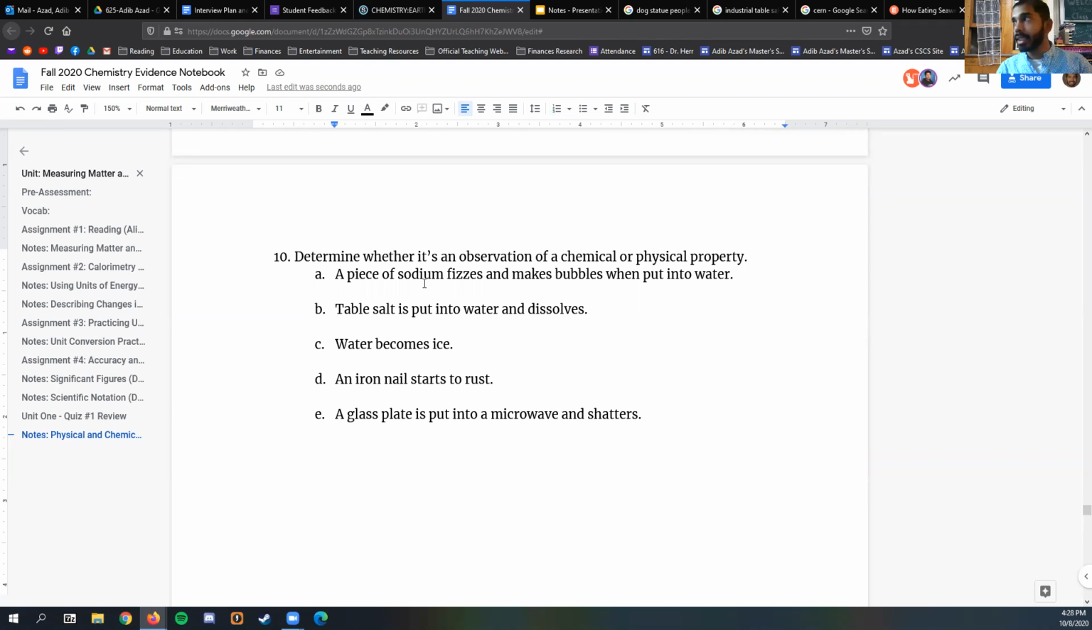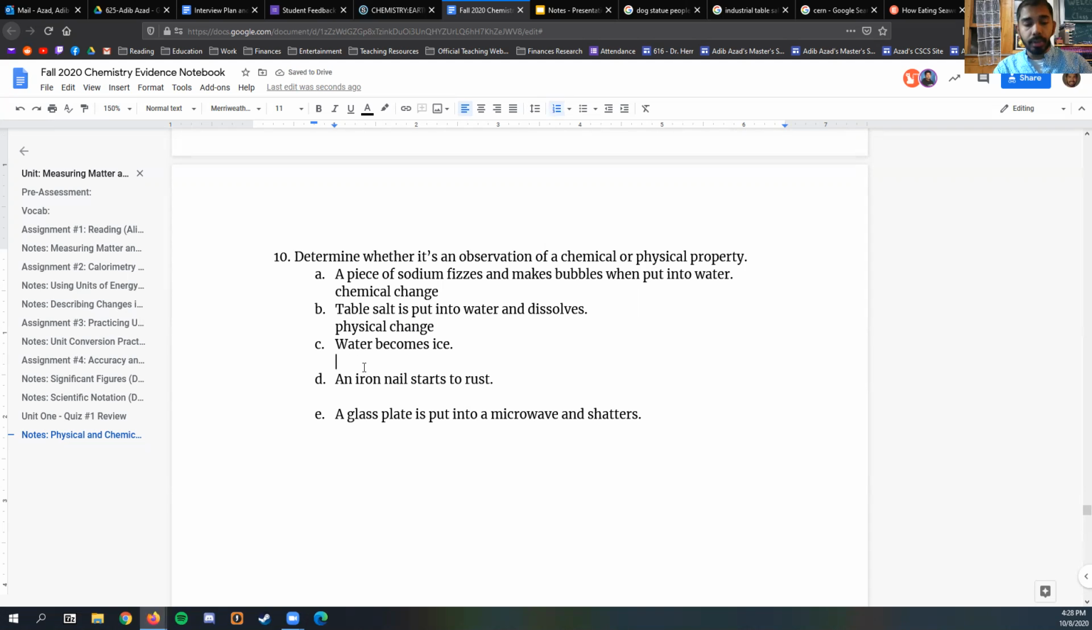A piece of sodium fizzes and makes bubbles when put into water. Well, we should know at this point, if you're fizzing and you're making bubbles, you have some gas being made. If you have some gas being made, it is a chemical change. Table salt is put into water and dissolves. Remember, solubility. If something is able to dissolve in water, you could undo that. That's a physical property. If I wanted to get my table salt back from the water, all I have to do is boil the water off and collect my salt. And so this here is a physical change.